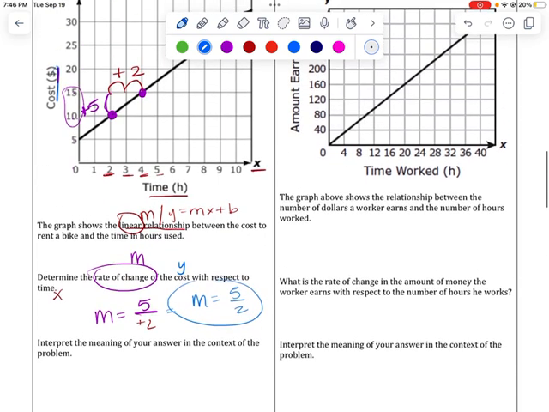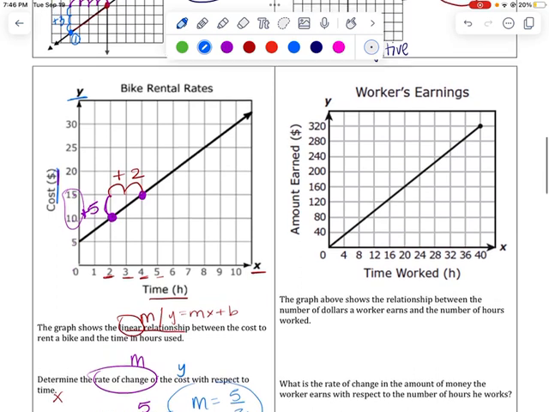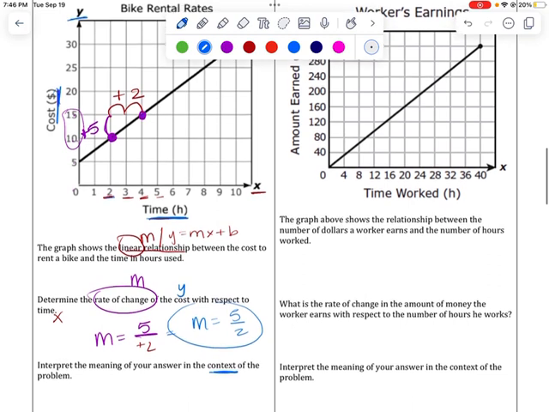Okay, and the very last one. What is the meaning of my answer with the context of the problem? So using this graph, what was the 5? It was $5. And the 2 was really coming from the time or the hours. So every 2 hours, I am spending $5 on the bike rental, right? Every 2 hours, I'm spending $5.